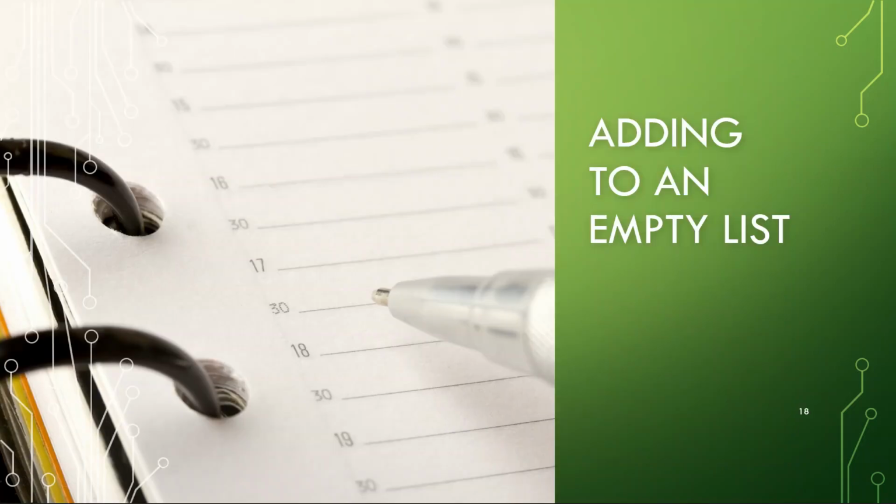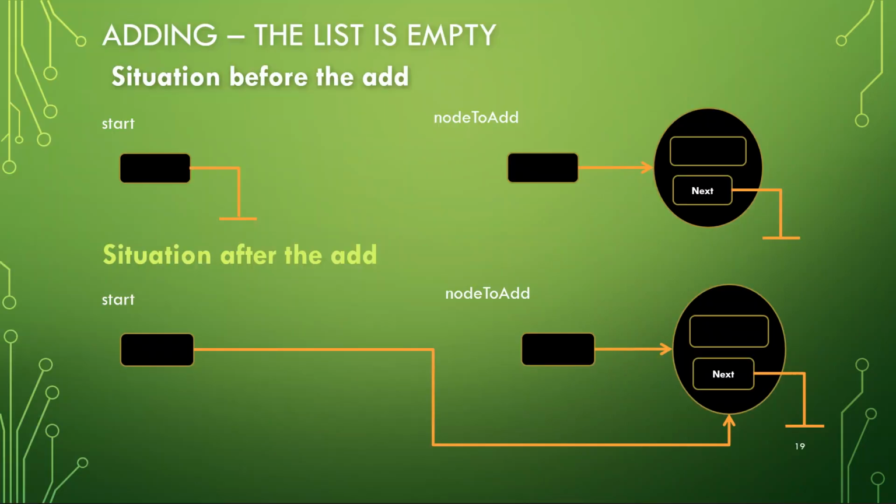So adding to an empty list. Very simple one to start doing. What you have to do is, with the situation beforehand, what you'll assume is you've got new data, you have made a new node to store that data, and you have a reference to it, and you know its next reference is set to null. And the situation you would have inside your linked list is that the start reference is set to null, and what you want to have happen is we want to have this done afterwards.